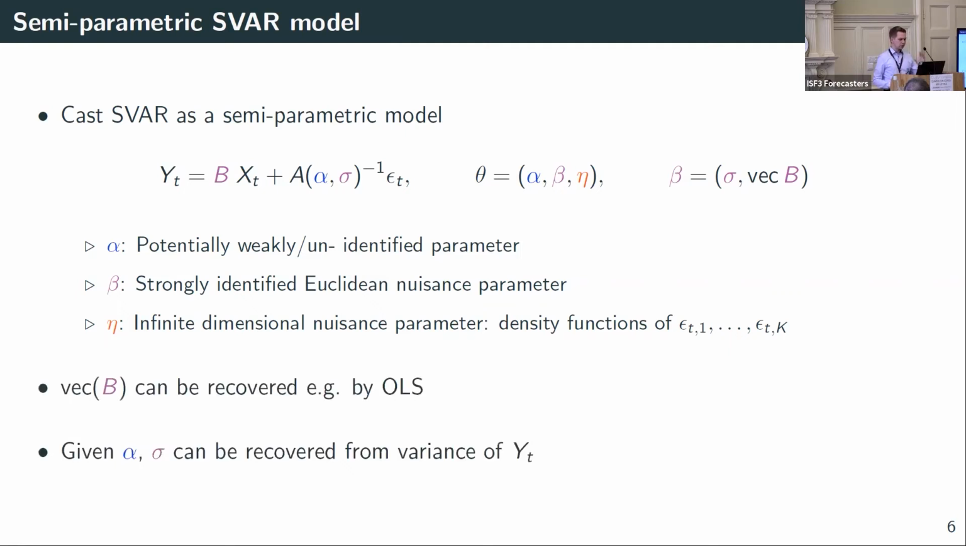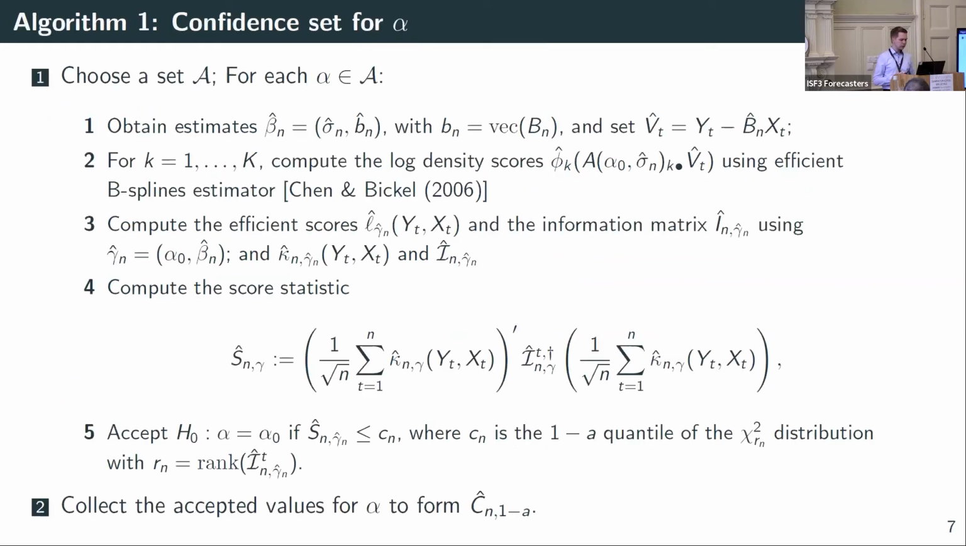Now, as I said before, in this model you can still recover B by OLS, for example, or by GMM. Then given a value of A, the model is identified, and sigma can be recovered from the variance of YT, either by a Cholesky decomposition, depending on the structure you impose on A inverse, or by a method of moments approach. So now how can we use this to conduct valid inference on this alpha parameter? We have 2 approaches in the paper. One is for doing a valid test on this alpha parameter, which governs the structural impact matrix. And the second is for constructing impulse response bands.